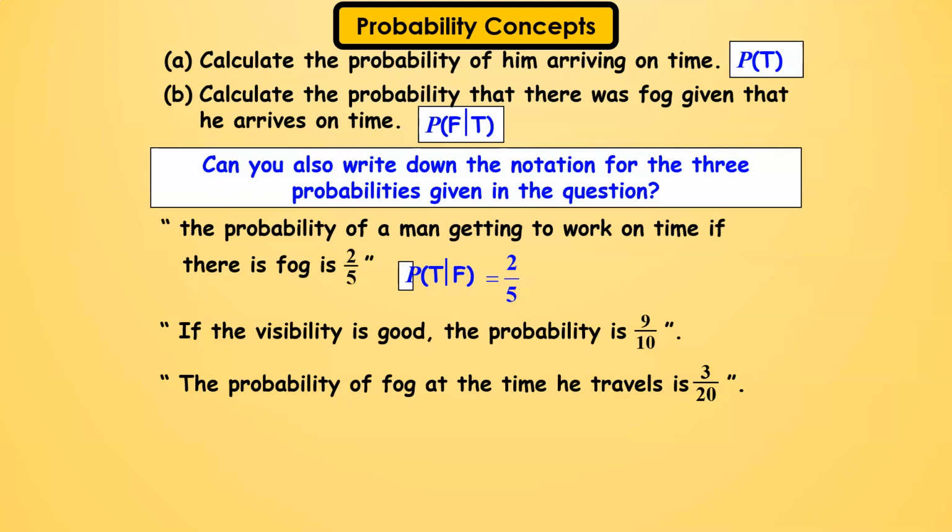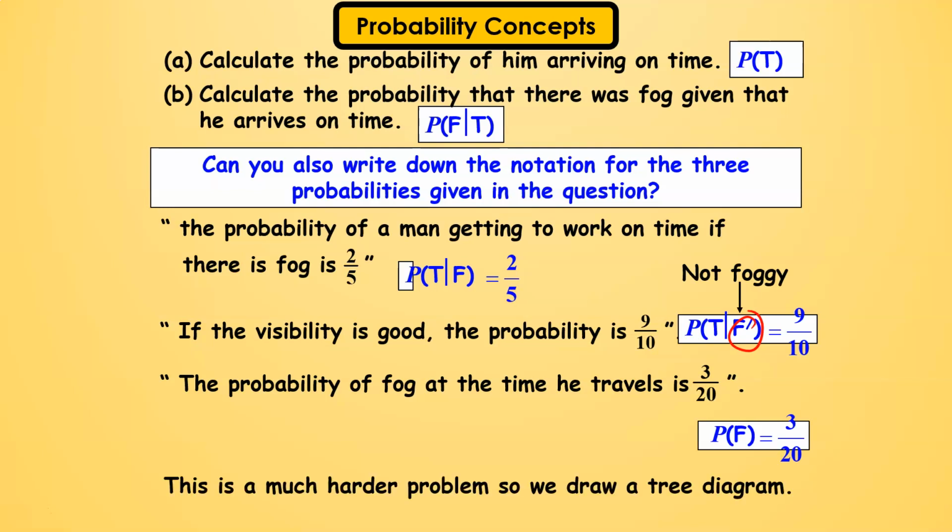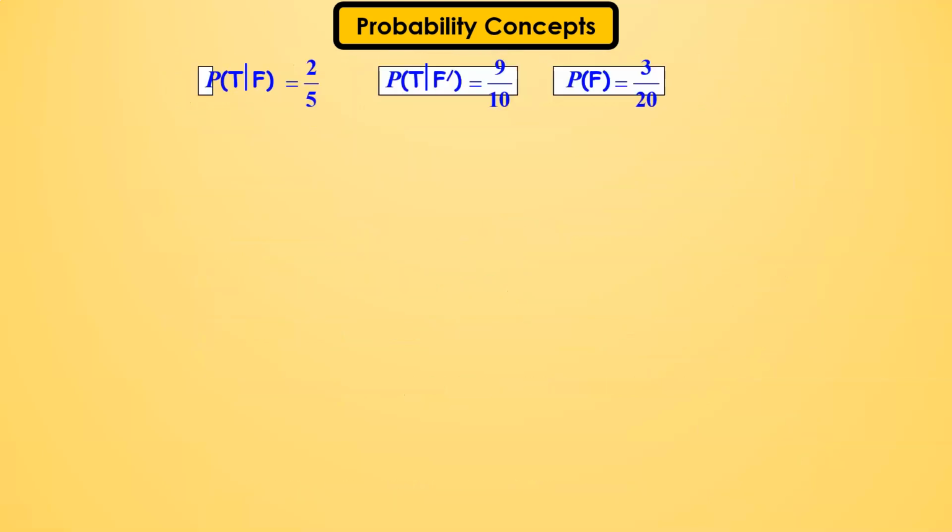Visibility is good, so meaning no fog, the probability is 9. So you can see that we've got the complement of F there. The probability of fog at the time he travels is 3 out of 20, so probability of F is 3/20. Because it's a bit more difficult to put together, a tree diagram's the way to go.